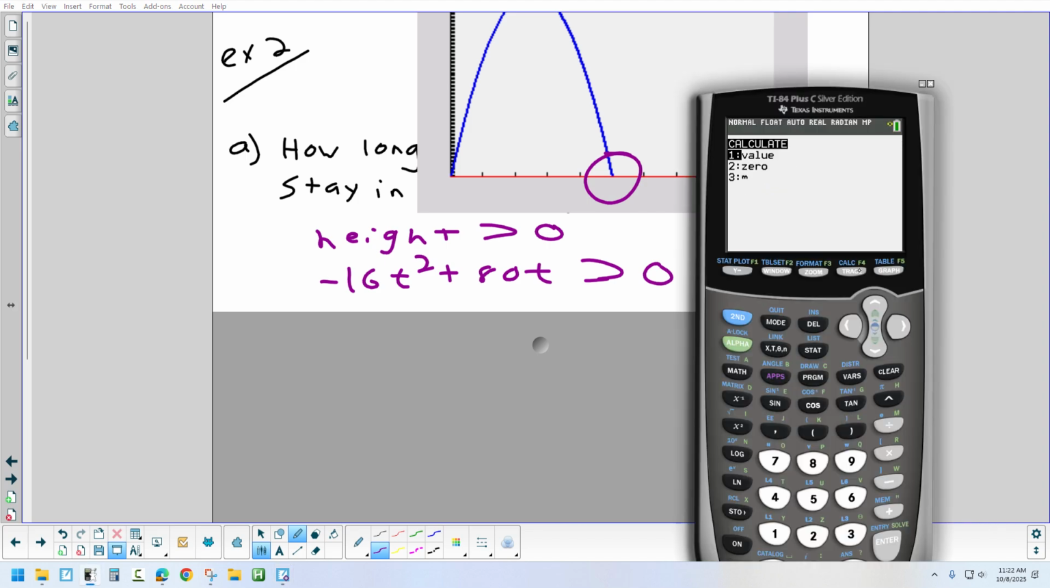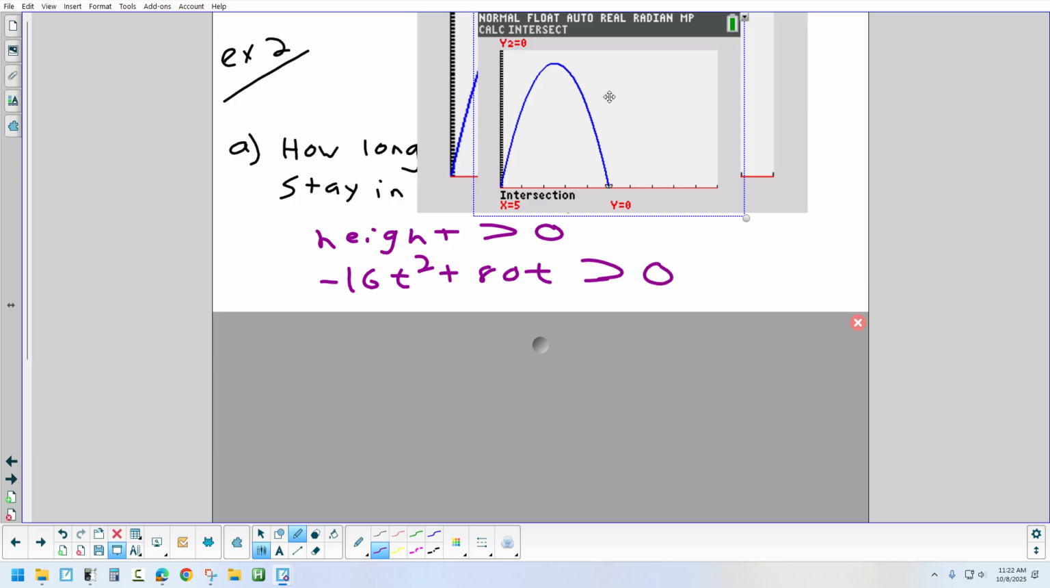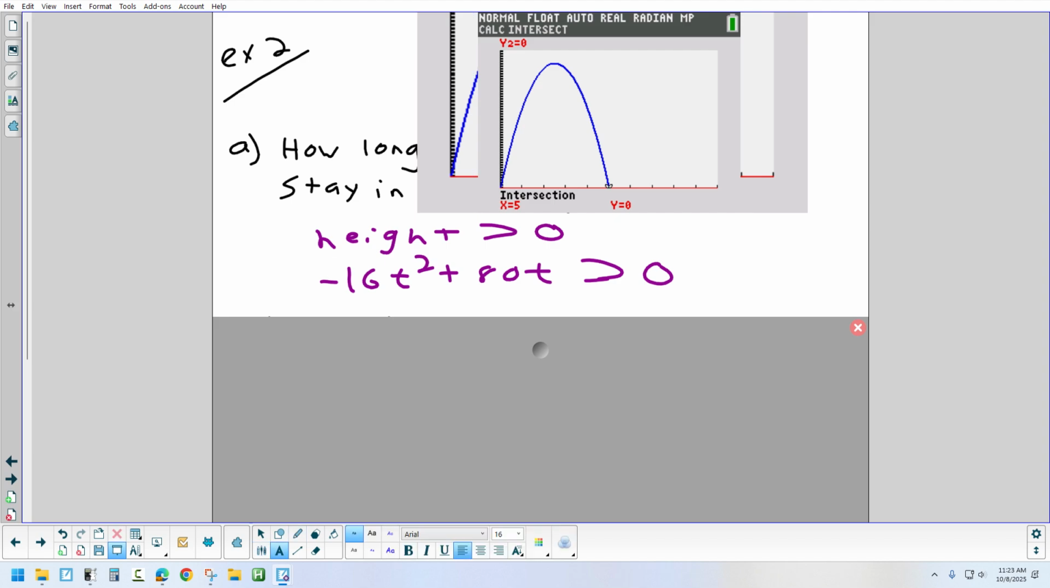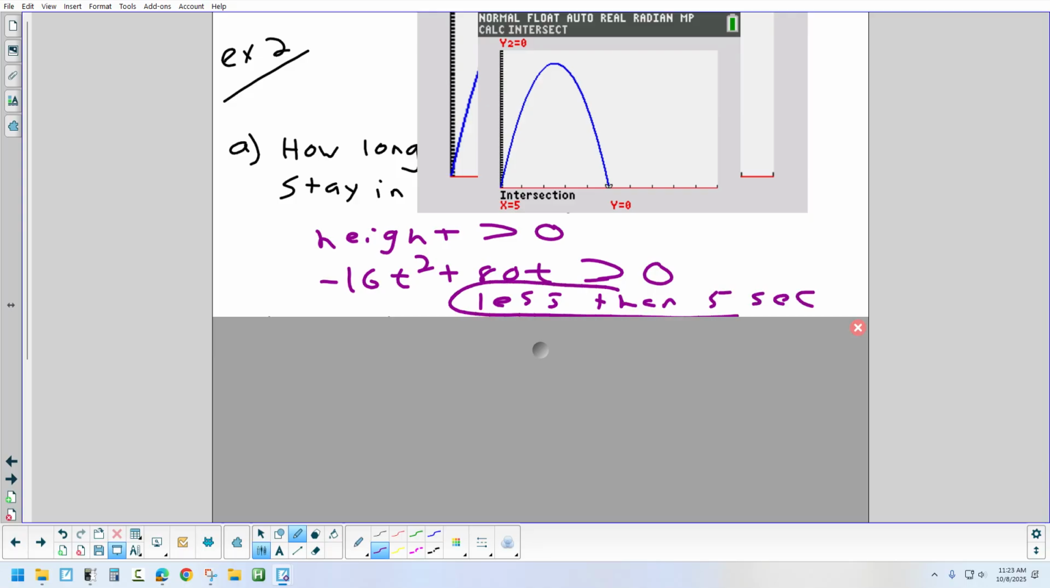But we can do second calc, intersect, enter, enter, enter, and it tells you they intersect when x is 5. So how long is the ball in the air for? Less than 5 seconds. At 5 seconds, it hits the ground. So it's in the air like 4.9, repeating. So how long does the ball stay in the air? Less than 5 seconds. Any question on that?